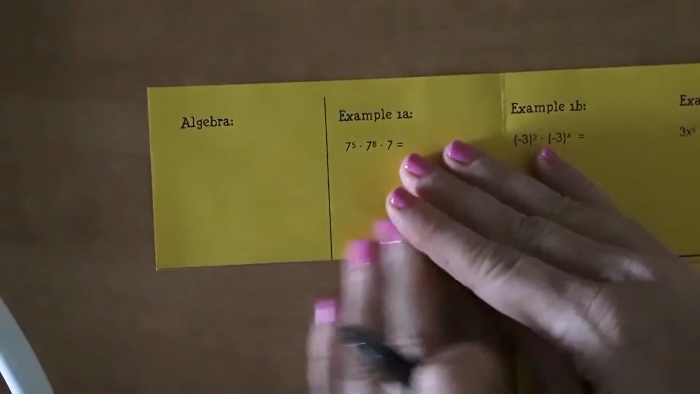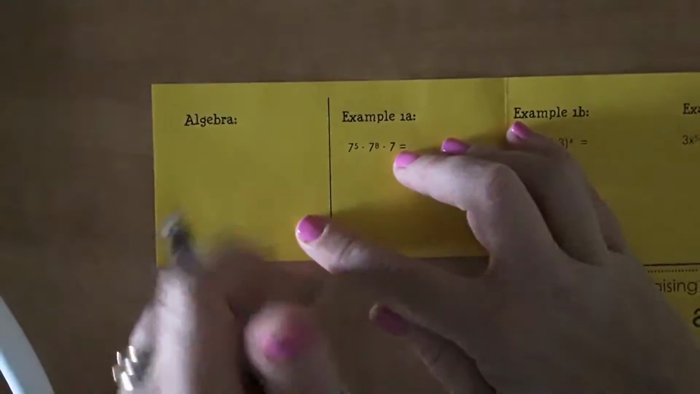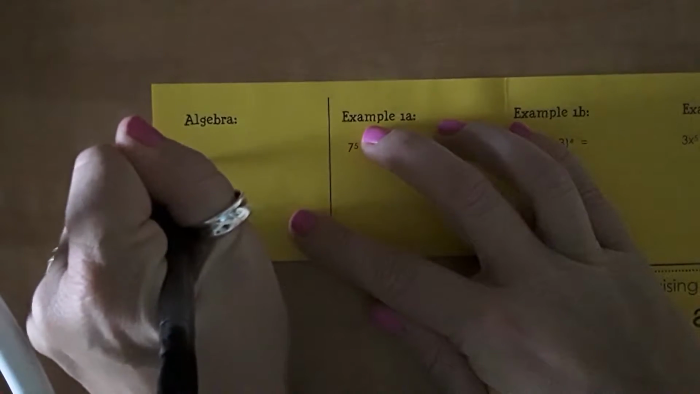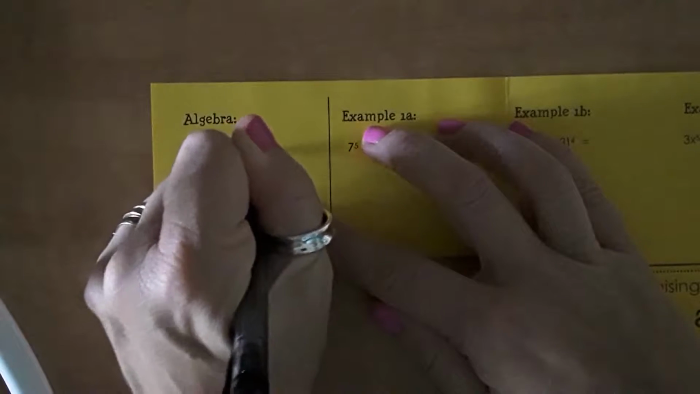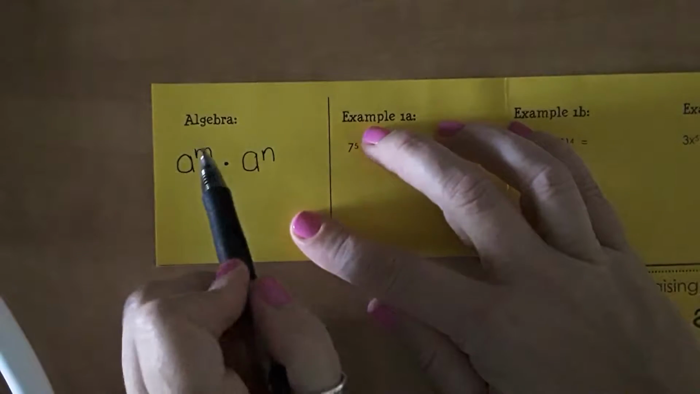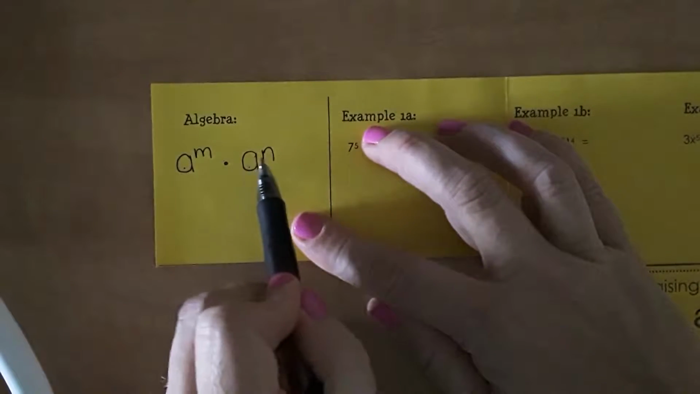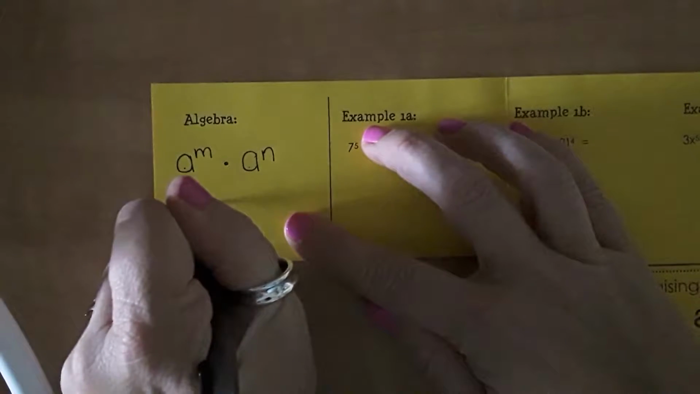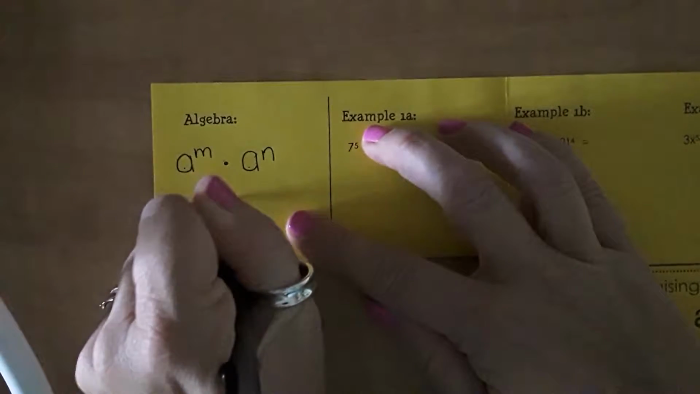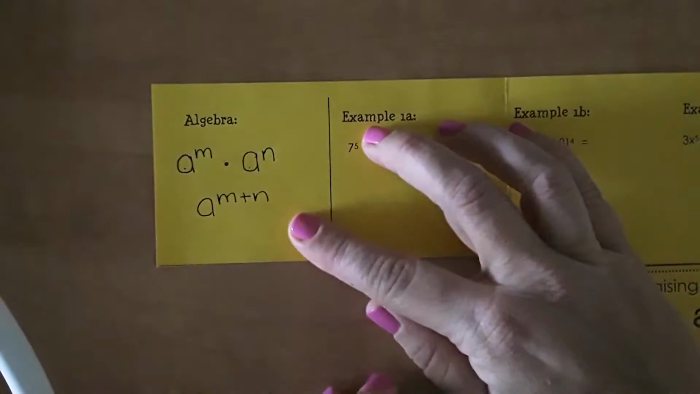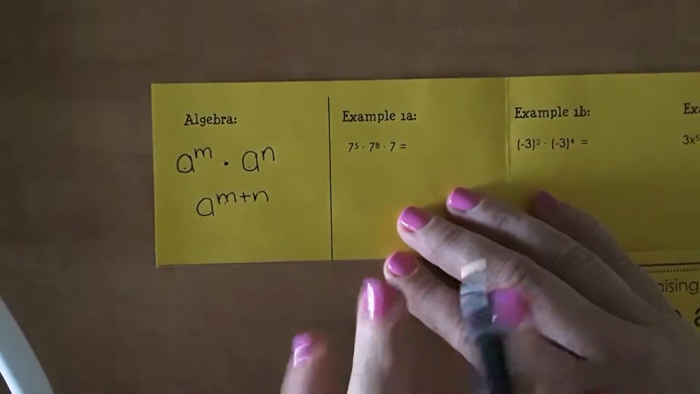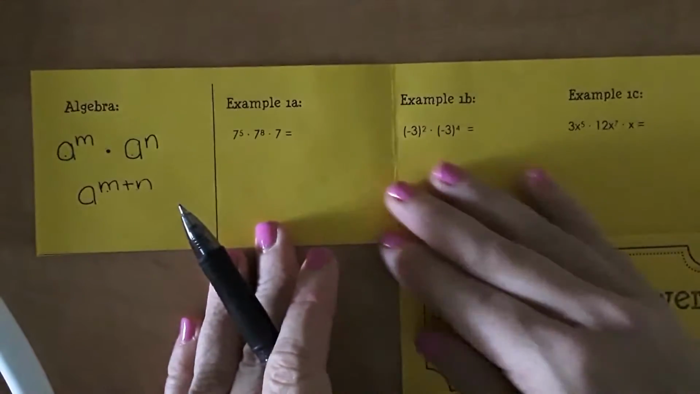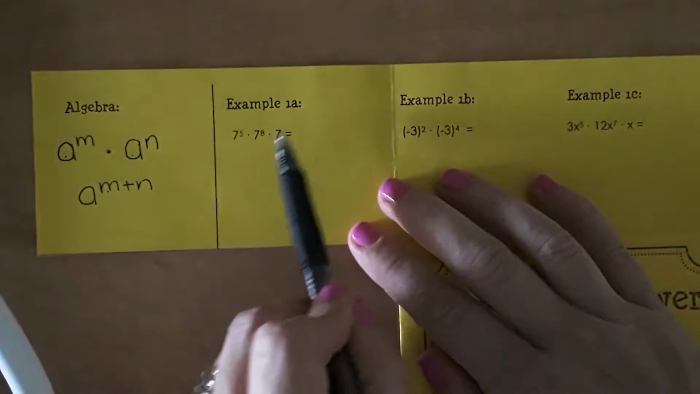So you're going to add the exponents. We're going to flip open our foldable. We're going to start out with looking at the algebraic form. So that means that I'm going to say a to the m times a to the n. My bases are the same, so I'm going to add my exponents with multiplication. So I'm saying a^(m+n). They are variables. They're not the same, the m and the n, so I'm just going to leave them the way they are.